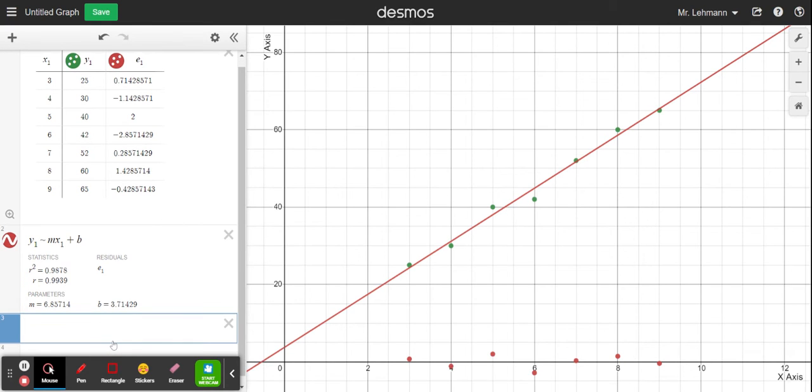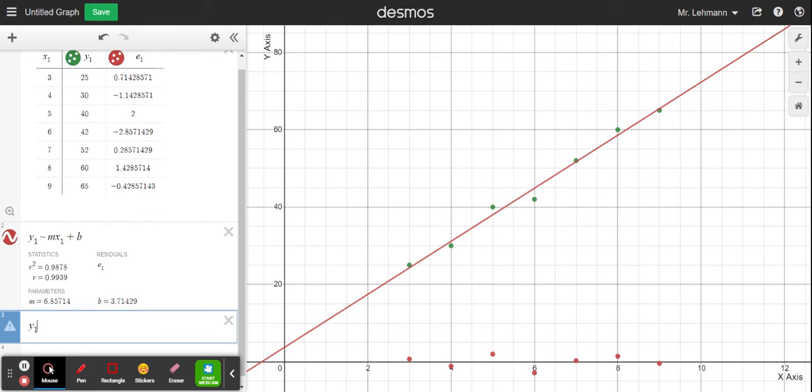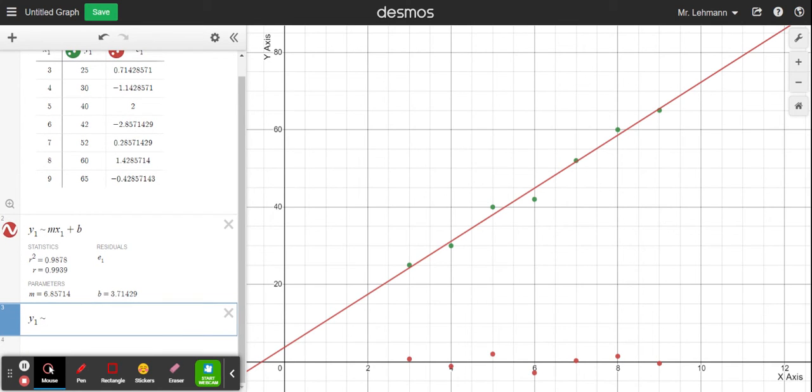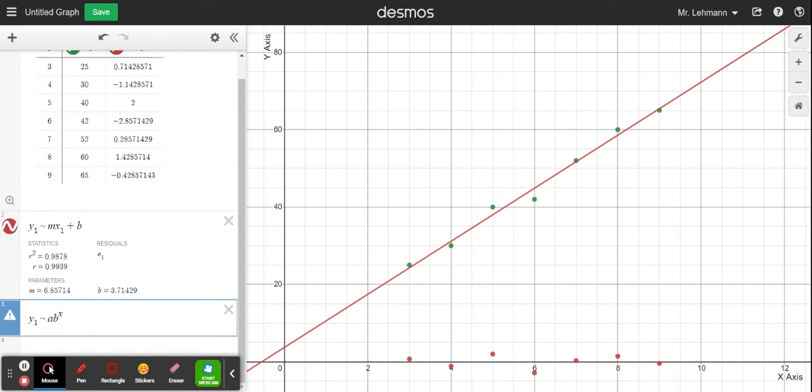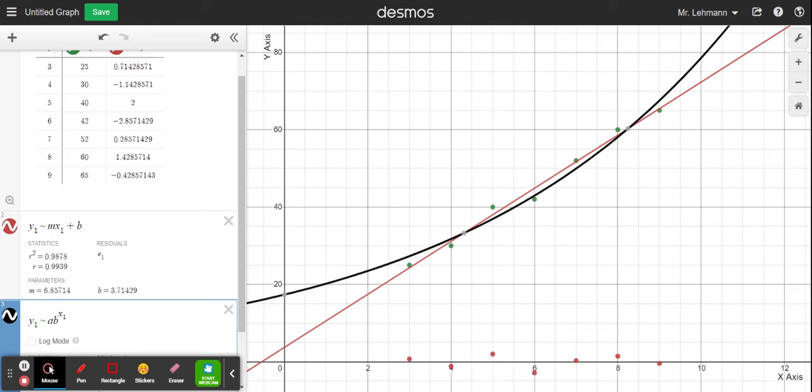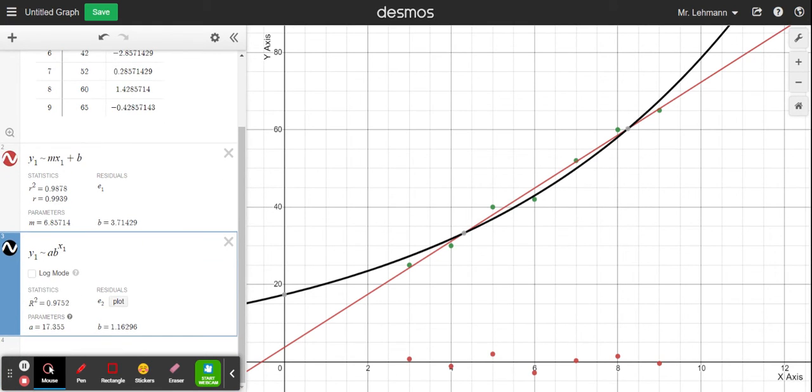Now, just for fun, we could try some other things. Y1 tilde A times B to the exponent X1. So we just did an exponential line of best fit.